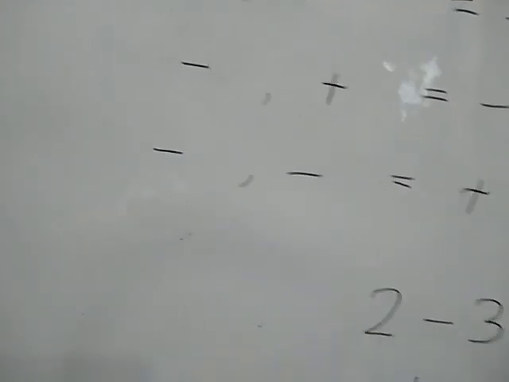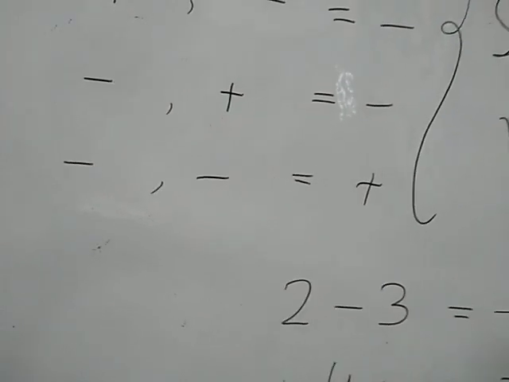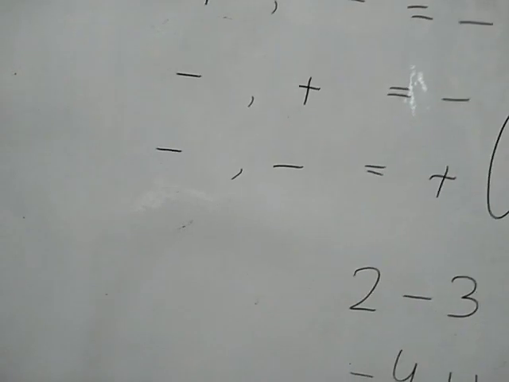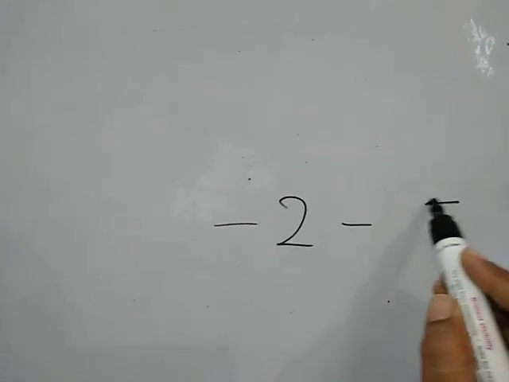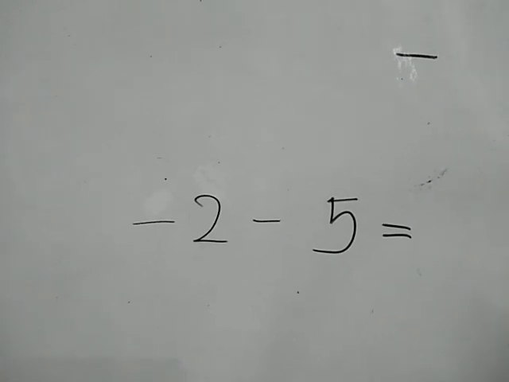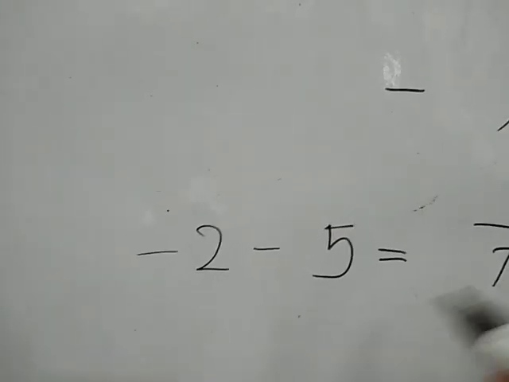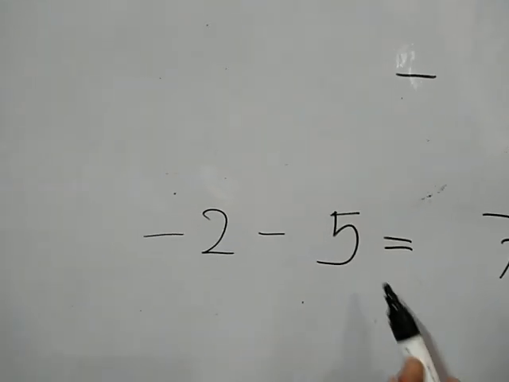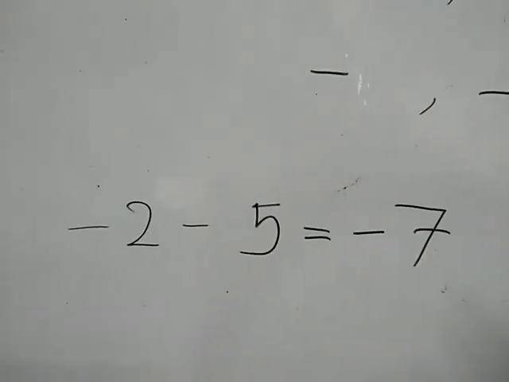Now if both the numbers are negative, then we have to add both of them, and similarly the sign of the greater number will come. Here both the numbers are negative, so the sign will be negative only. Let's take minus 2 and minus 5. Both the numbers are negative, so we have to add both of them. So 2 plus 5 will be 7, and both the numbers are negative, so it is minus 7.